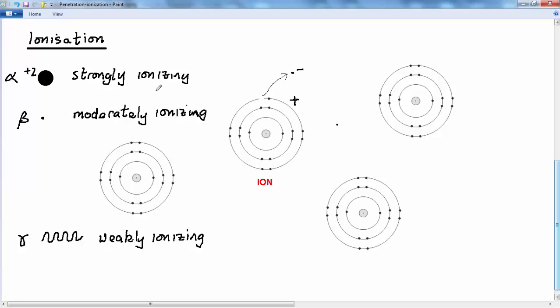Now we'll look at the medical consequences of this ionizing power and penetrating power in a later lesson when we look at the dangers of radioactive emission in the context of cancers, but also the medical uses of radioactive emissions in treating cancer.